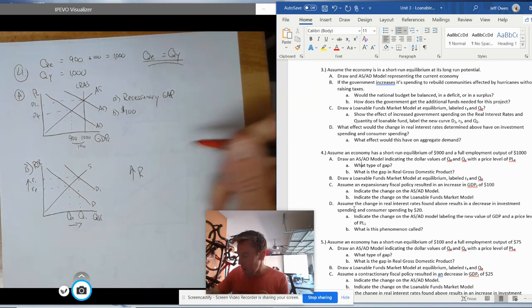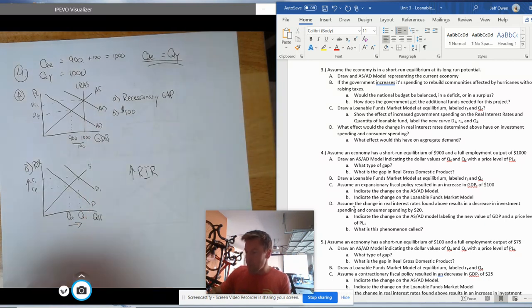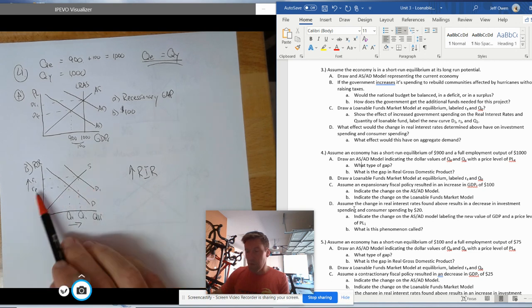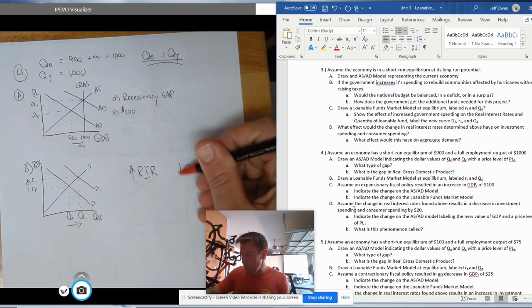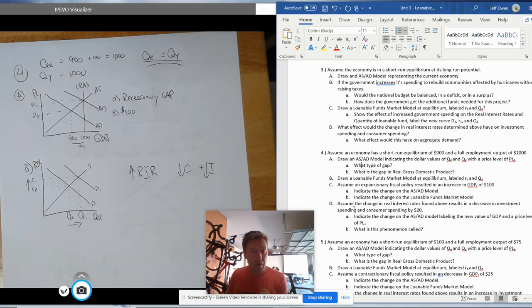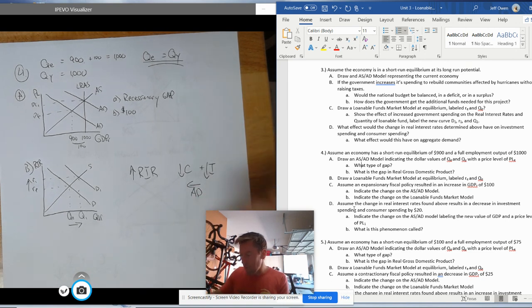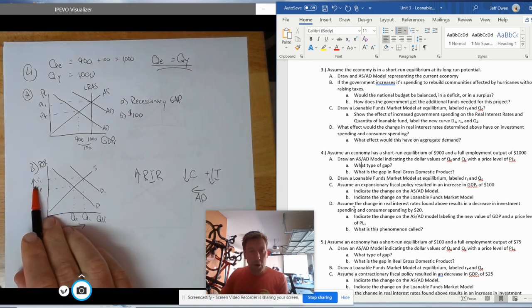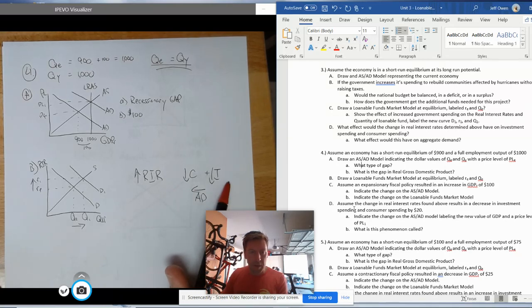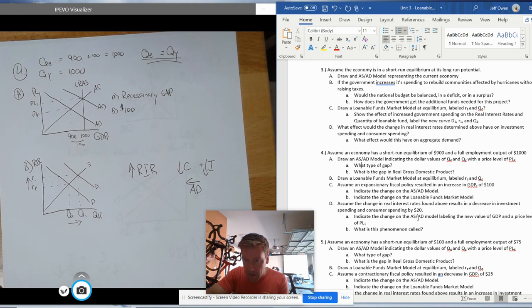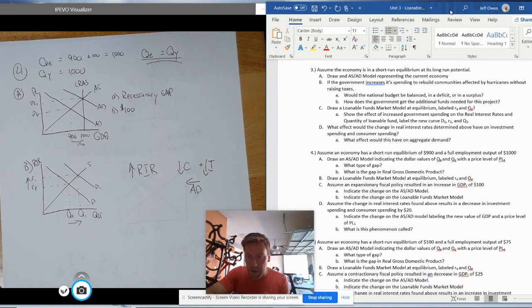Okay, so what happened? Remember, when we have an expansionary fiscal policy, we increase the demand for loanable funds, and real interest rates go up. That means consumers aren't going to take out those loans. Businesses are not going to take out those loans, and aggregate demand falls to the left a little bit. This time they're saying that that increase in interest rate curbed our consumer spending and our investment spending by $20. So we have to indicate that change and label our new spot on our ASAD graph.